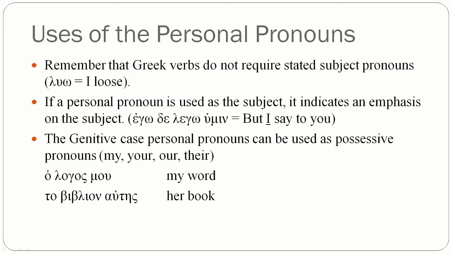Ta biblion autes can be translated "the book of her," or simply "her book." And you can do that either way that you want. I will not take off credit if you do it one way or the other. It's probably easier to do it just as a possessive, but if you want to make sure you're doing this absolutely correctly, go ahead and translate it as a genitive: of me, of you, of them, or you can use the possessive pronouns: my, your, their, etc.